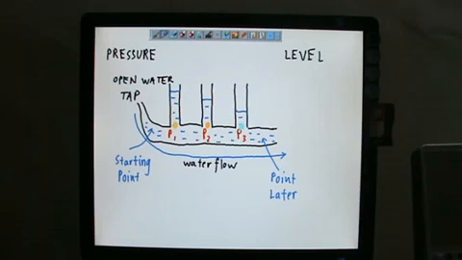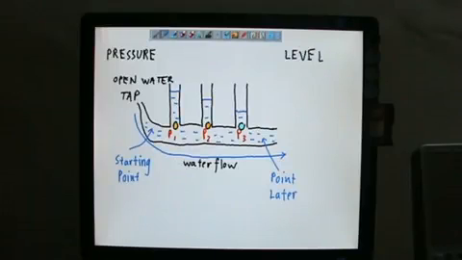Look at this, another example. We have an open water tap here, and the water flows in this direction according to the blue arrow. And then we have a region of yellow. We also have a region of brown. We also have a region of light blue. It's just a region, it's nothing there.